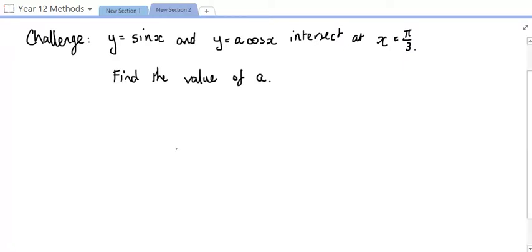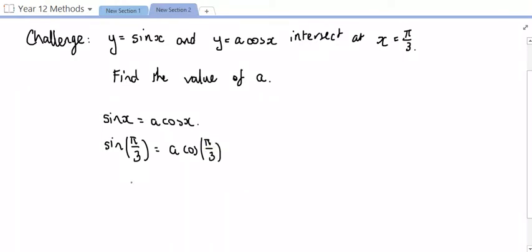Righto, now I'm going to work through this question. To start off with, I know that these graphs intersect each other. I could just try putting them equal to each other. So I could go sine x equals a cos x. That's a good start. We know that they intersect when x equals pi on 3. So I can just go sine of pi on 3 equals a cos of pi on 3.